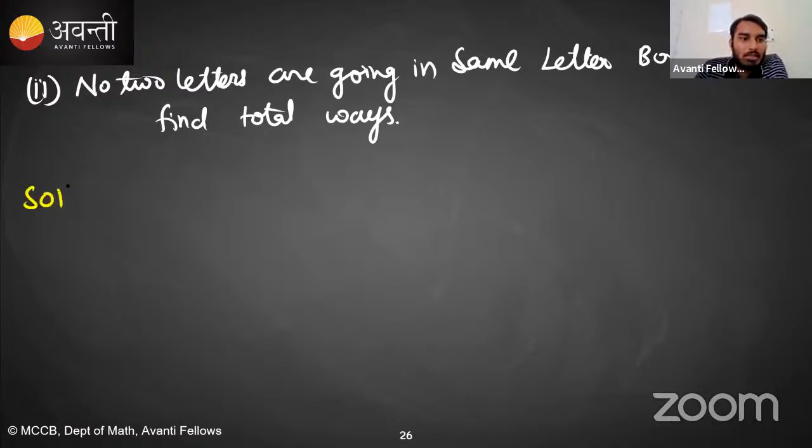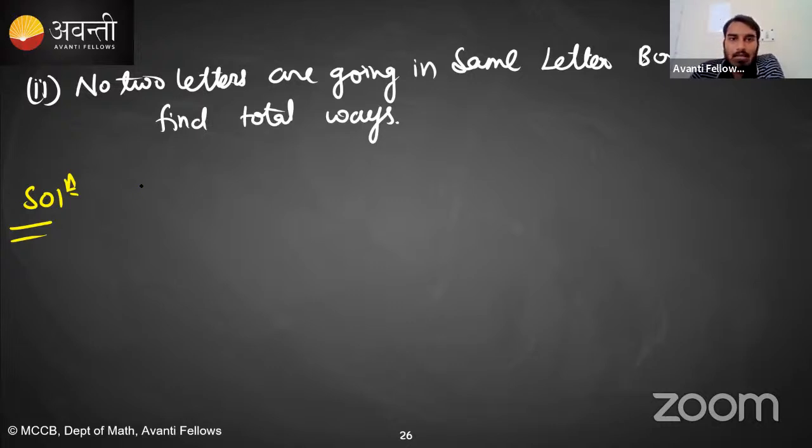Tell me, if the question is like this, now if L1, L2, L3, L4, L5 are going into the same letter box, we cannot consider those choices, because the question is saying that no two letters can be in the same letter box, which means all the letters are in different boxes. And each box is different. Yes or no? We'll consider each box as different.